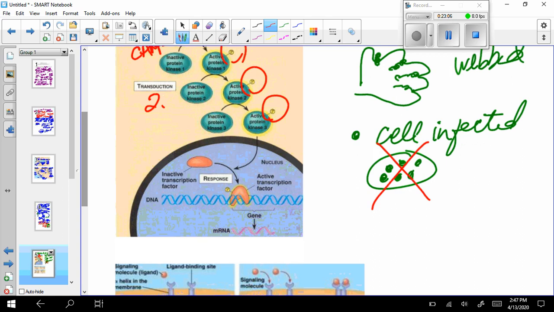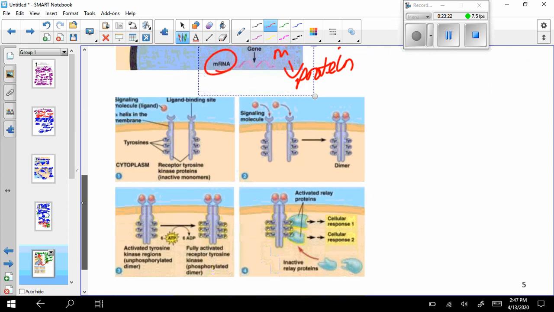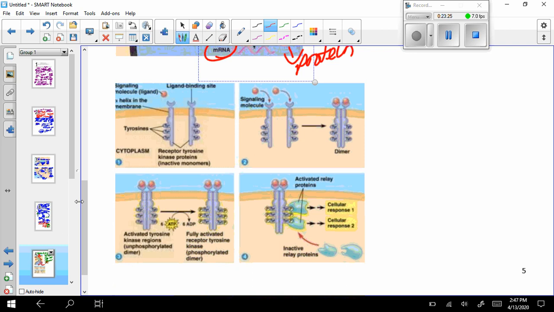And then my response is to make an active transcription factor, which is going to make messenger RNA, which is going to go out to a ribosome and make a protein. So just another drawing, but really good because AP loves giving you these diagrams and having you analyze them. Oh, all right. These receptors are super cool.